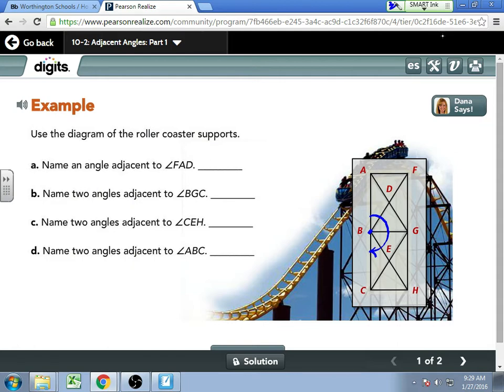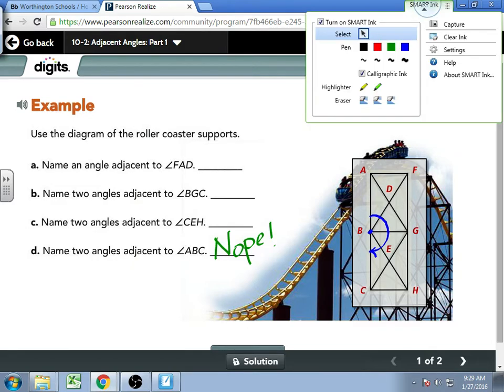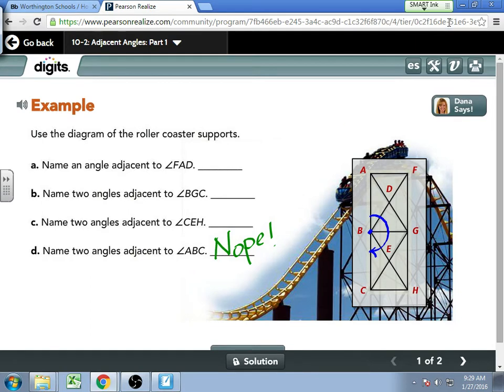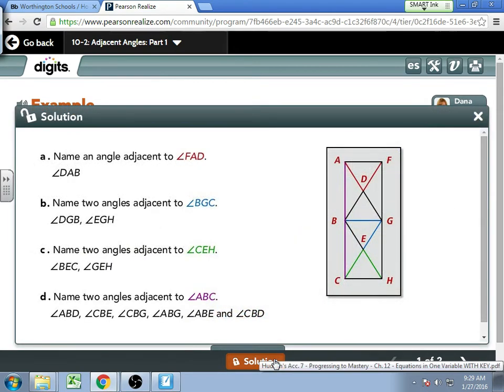The only maybe possible would be CBA, the exterior angle. But since we've already used the straight angle, I would not use that. I would put here, nope. Can't happen. All the angles are inside of it. We don't really like using straight angles. We like using really acute angles, seem to be the easiest to work with. Now let's check what they had for their solution. But those are all inside.